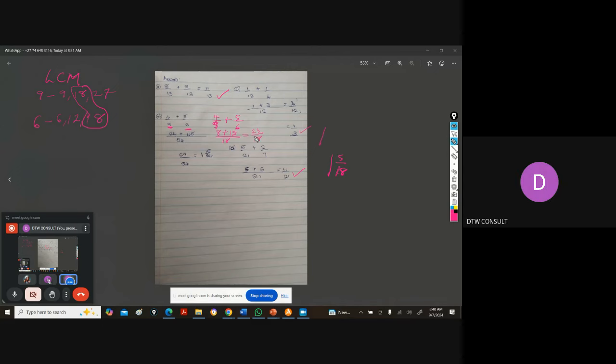So here, remember, this is an improper fraction. To convert an improper to a mixed fraction, you say, how many 18s can we get in 23? We can only get one 18. Then what is the remainder? Subtract 18 from 23, and it gives you a remainder of 5. Then you divide by 18. This is how you convert improper fraction to mixed fraction.